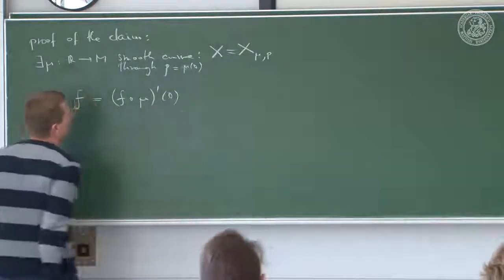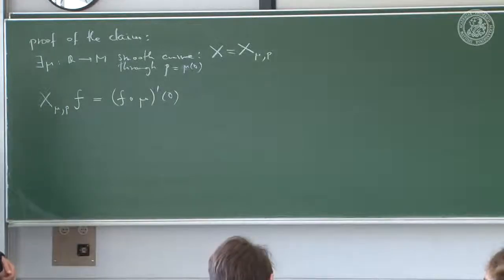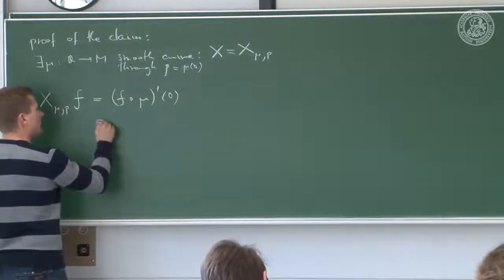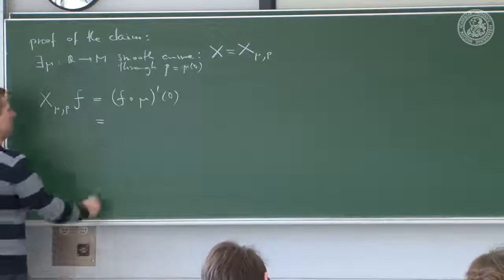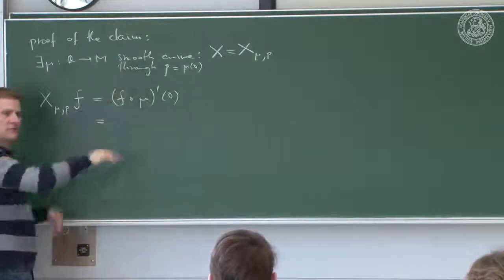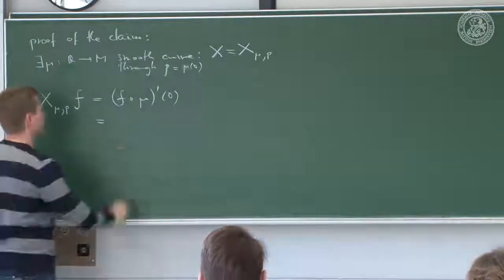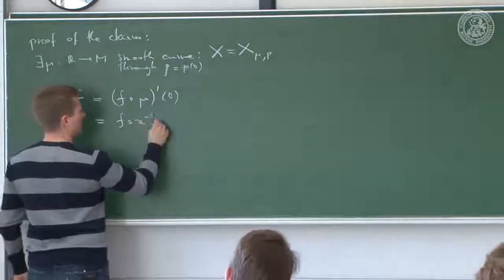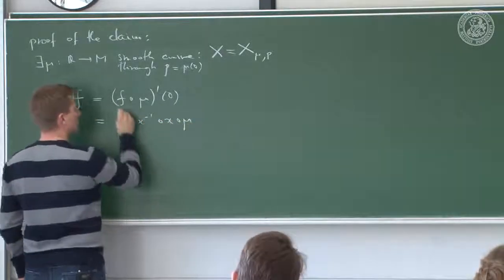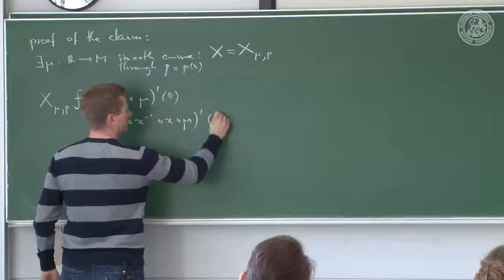F after mu prime 0. So now, again, we insert the chart, and it's, of course, the chart with respect to which we build these special curves. So we take f after x inverse after x after mu prime 0.